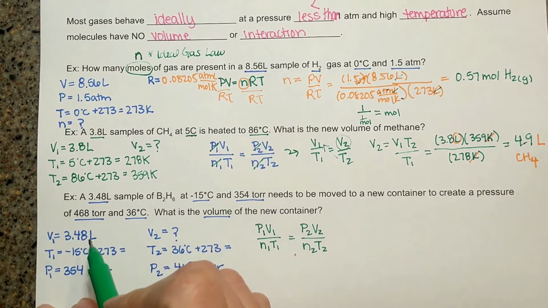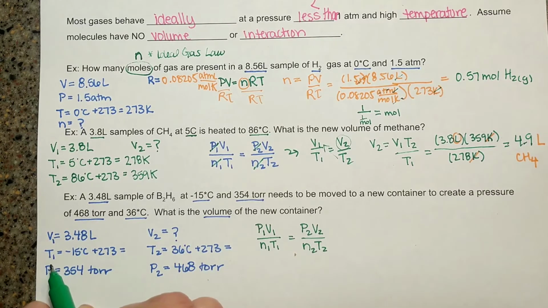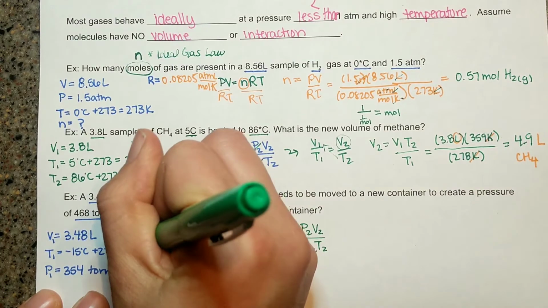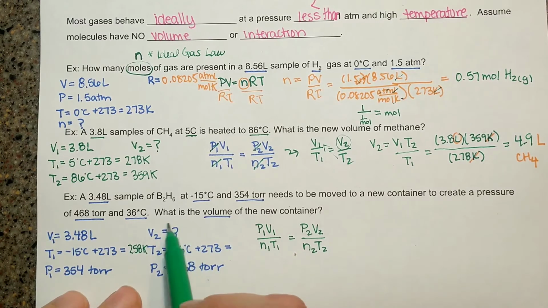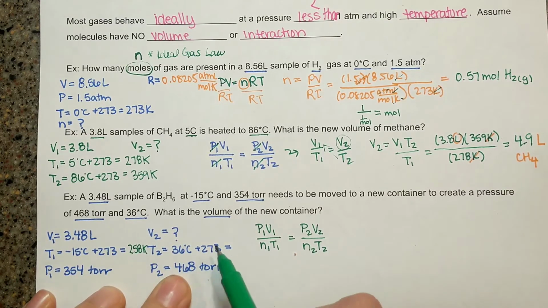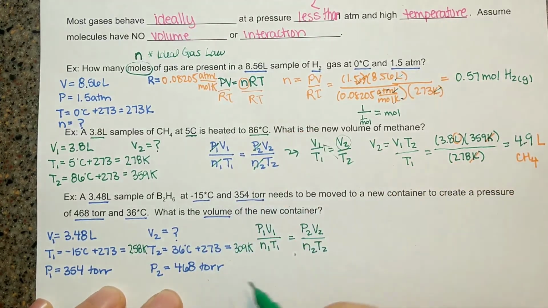Well, first off, I have my initial volume of 3.48 liters. My initial temperature is negative 15 degrees Celsius, which I convert to Kelvin, and that gives me 258 Kelvin. My initial pressure is 354 torr. I'm looking for my new volume. My new temperature is 36 degrees Celsius, which in Kelvin is 309 Kelvin, and 468 torr.